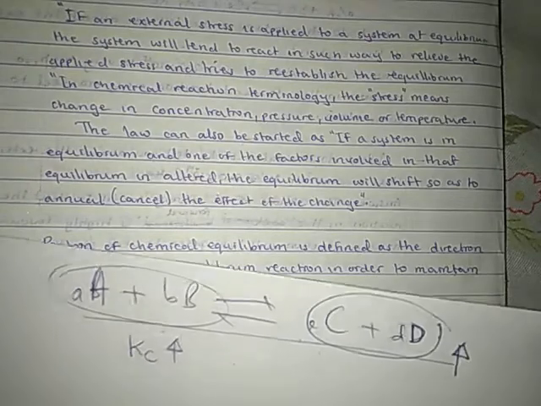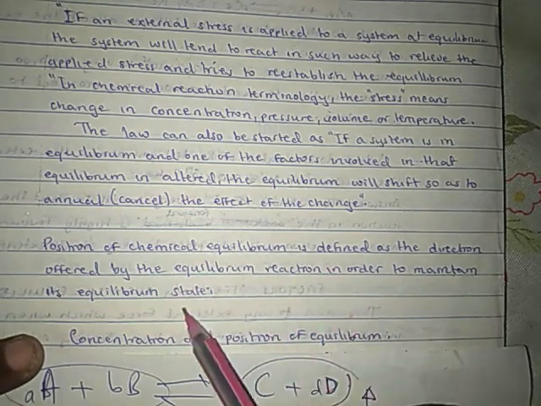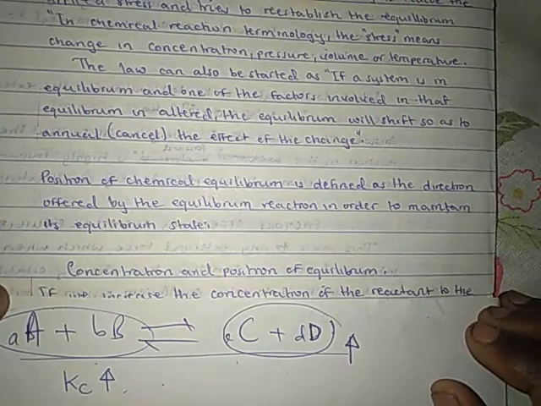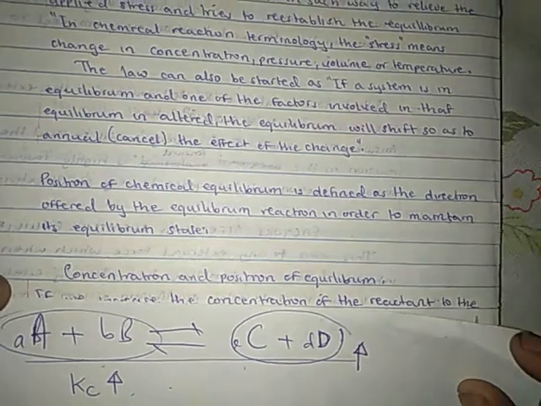Now, let's define position of chemical equilibrium. What is the position of chemical equilibrium? Tukisema position of chemical equilibrium is defined as the direction taken by the equilibrium reaction in order to maintain the equilibrium state. So tunaweza kuincrease factor fulani au kupunguza, the direction of chemical equilibrium can change. Manake inaweza kwenda forward au backward. Hiyo ndio inaitwa position of chemical equilibrium.